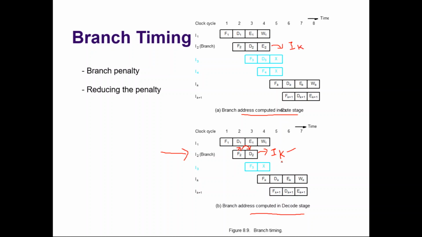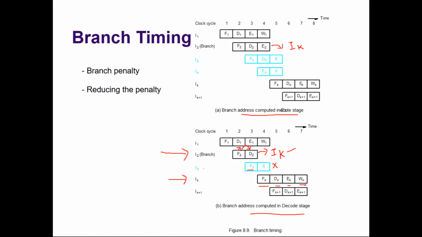Now the processor is able to detect that it's a branch instruction by the end of the 3rd clock cycle itself, right? But during the 3rd clock cycle, instruction 3 is fetched, but the processor will stop it from executing because this is not the flow, so this instruction should be dropped. But instruction 4 is not yet fetched. So instruction K can be fetched during the 4th clock cycle and it can be decoded during the 5th clock cycle. It can be executed during the 6th and it can be written during the 7th clock cycle.